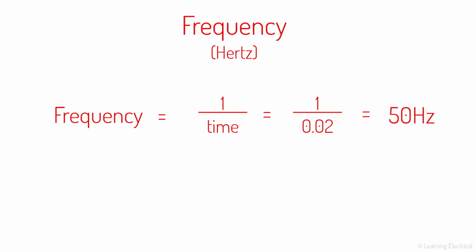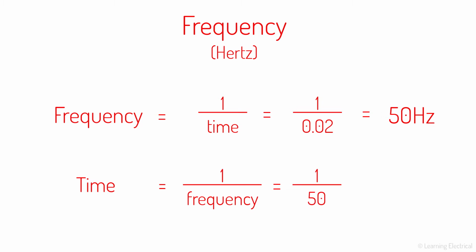Alternatively, if you know the frequency but not the time taken for a rotation, you can calculate this by dividing 1 by the frequency. For this example again, it will be 1 divided by 50 Hz, and this will give you an answer of 0.02 seconds.